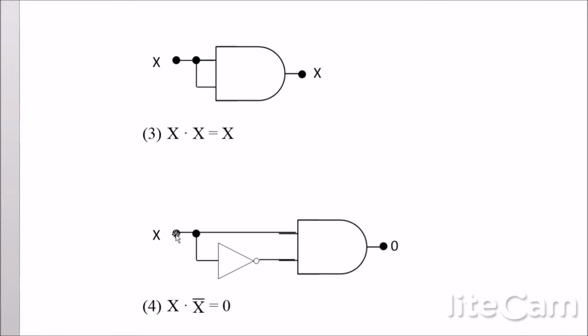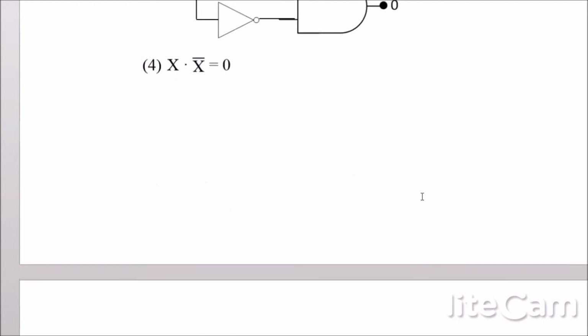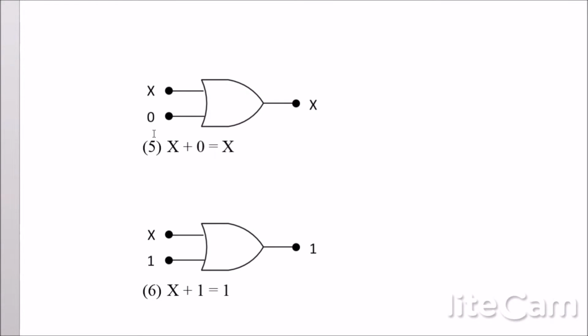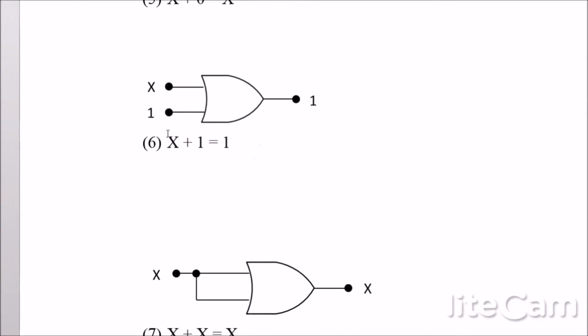The fourth one, where one input is x and the other is not x and the output is 0. Now we are moving on to OR circuits, where one of the inputs is x and the other is 0 and the output is x. The sixth diagram, one of the inputs is x and the other is 1 and the output is 1.